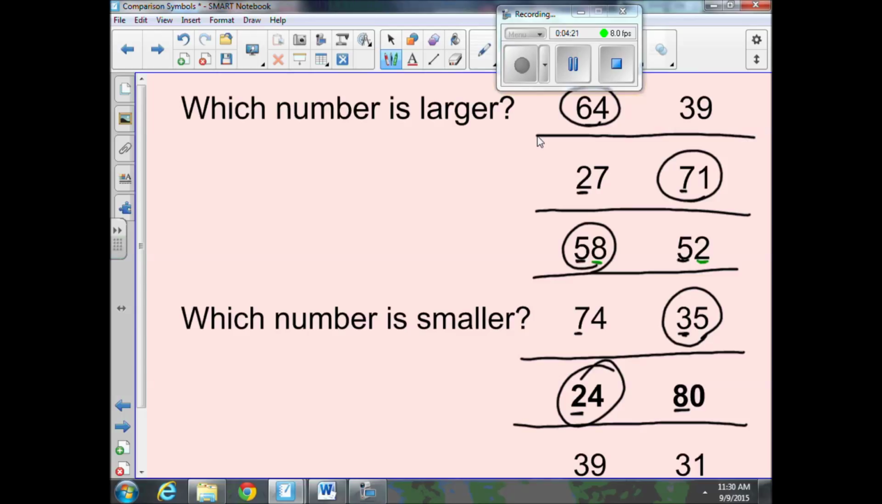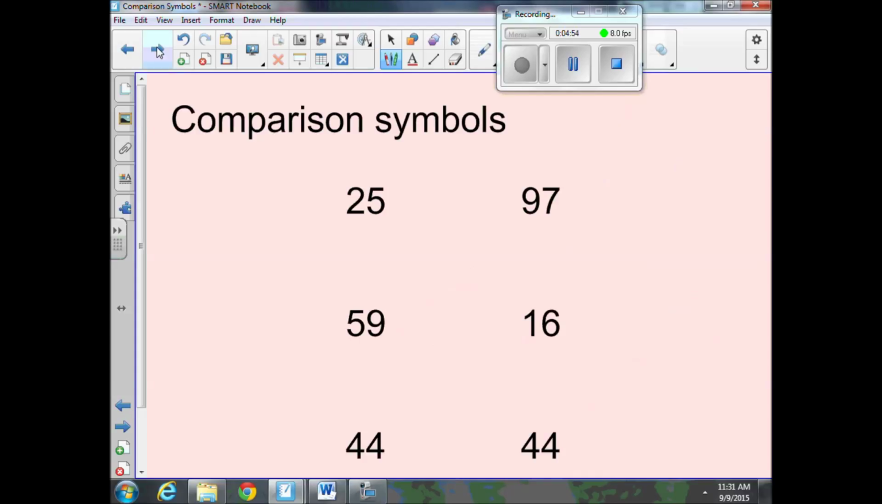Uh-oh. Here we go again. My last two numbers, 39 and 31. I have a 3 in the tens place. I have a 3 in the tens place. But everybody knows, no problem. I'm going to move to the ones place. 9 ones, 1 one. I'm looking for the one that is smaller. So which one is smaller, 39 or 31? 31. Thank you. No problem. You did a nice job. Easy, no problems at all. So now let's look.